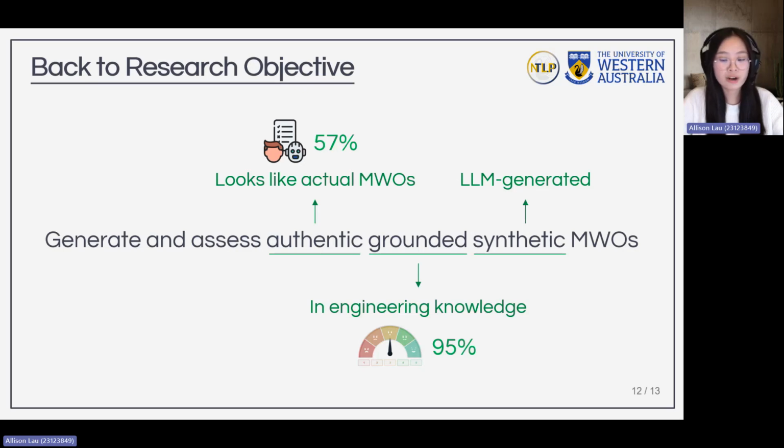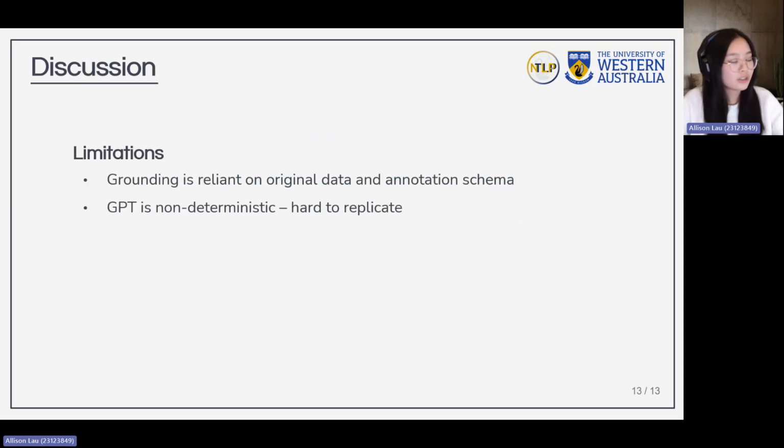Something to note is that the grounding process is reliant on the items and relationships expressed in the original dataset and the annotation schema. This means that our process is reliant on the original dataset being correct and complete. Another limitation of this work is that GPT is non-deterministic. This means that it would be really hard to replicate the exact same results from this research.